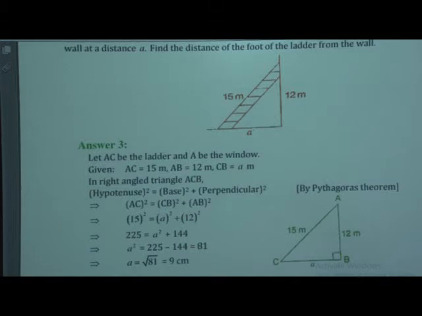We are considering AC as a ladder and A be the window. So the point A will be the window. Given AC is 15 meter and AB is 12 meter, and CB we have to find out, which will again be in meter.